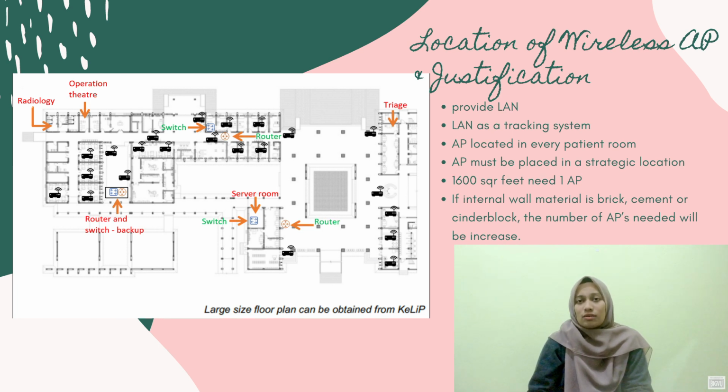For each 1,600 square feet, we need 1 AP. For an L-shaped room or 3,600 square feet, we need to use 2 access points. If the internal wall material is brick, cement or cinder blocks, the number of APs needed will be increased. That's all from me. Next, I will pass to Fatinatul to explain more about the cable. Thank you.